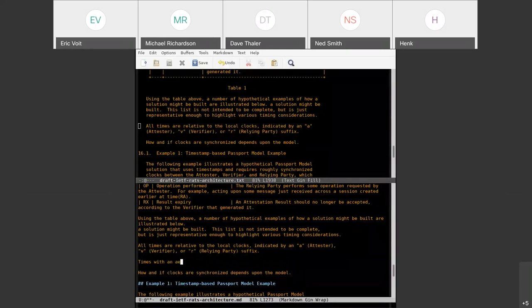Times with an appended prime are a second instance. Yes. I think people can probably figure out that double prime might be third, but we don't have to define that here. Same label, point, timestamp. Label, same sign. Intent, same sign. Okay, works for me.